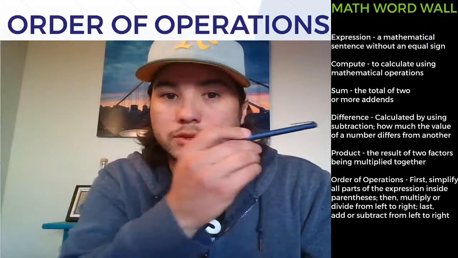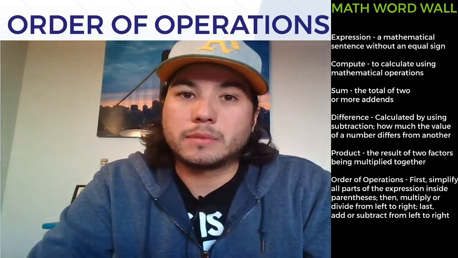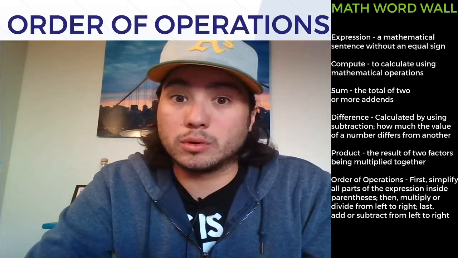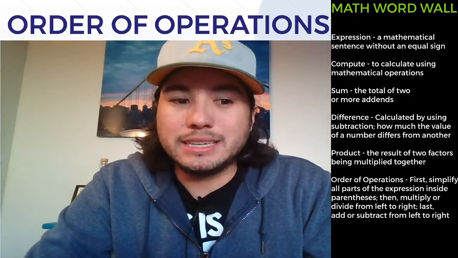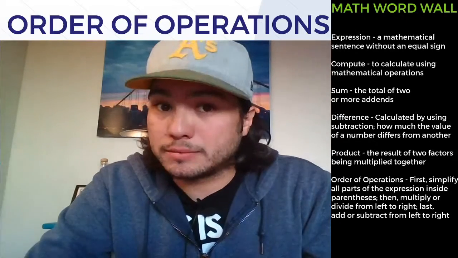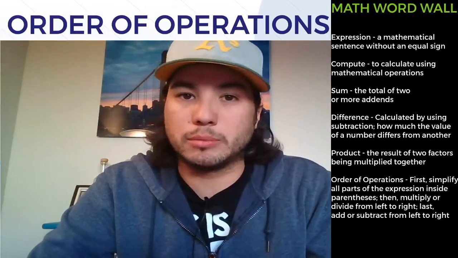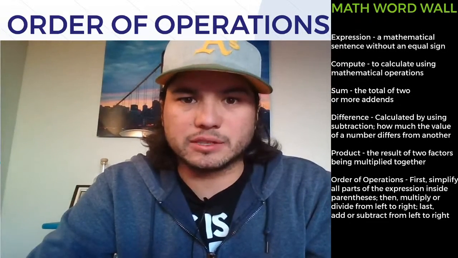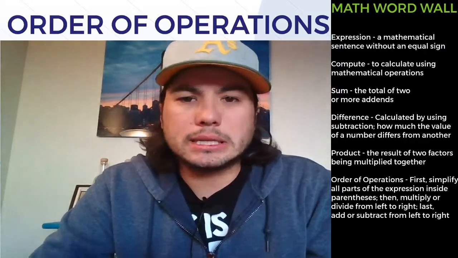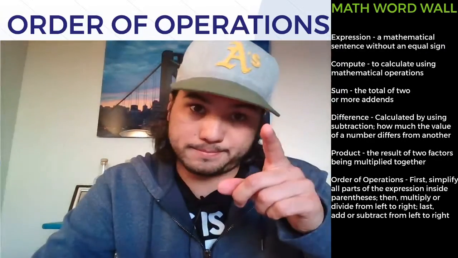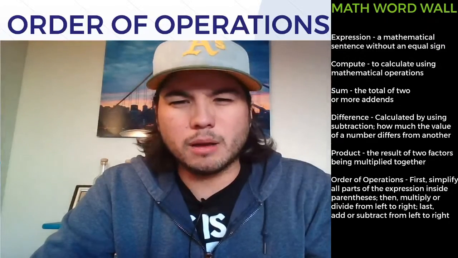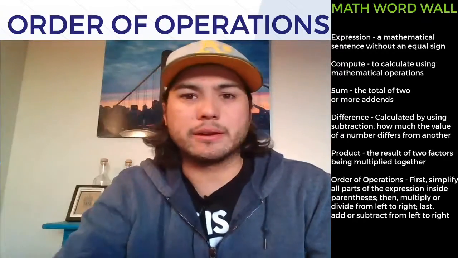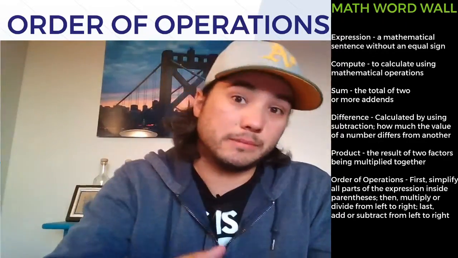The sum, if you see sum in a computation in words, that means add, right? The sum is the total of 2 or more addends. The difference is subtraction. So if you hear find the difference between two numbers, you're going to have to subtract the smaller one from the larger one to find the difference between the two. And then product is the result of 2 or more. Thank you to those of you that pointed that out yesterday. 2 or more factors being multiplied together. 6 times 4, the product would be 24.